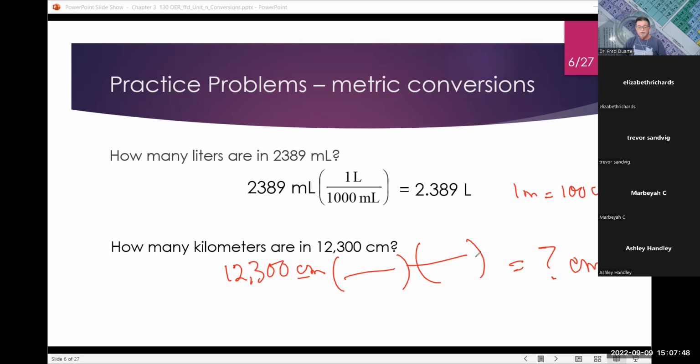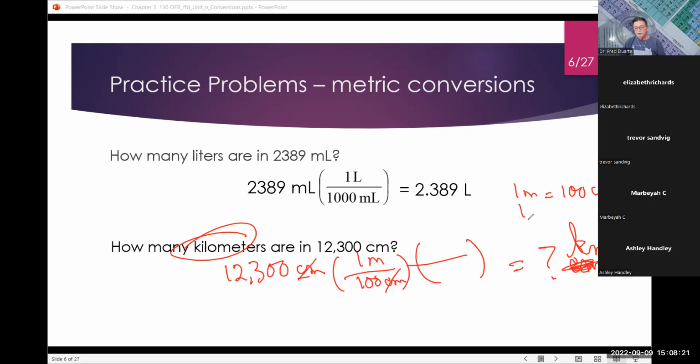So I'm going to need a factor. Oh, I made a mistake here. I need to go to kilometers, okay? I wasn't paying attention. Those are the units I'm looking for. I may be thinking kilometers, but I was looking at cm. And so this first factor will get rid of my centimeters. Okay. Now I'm in meters, but I need to get to kilometers.